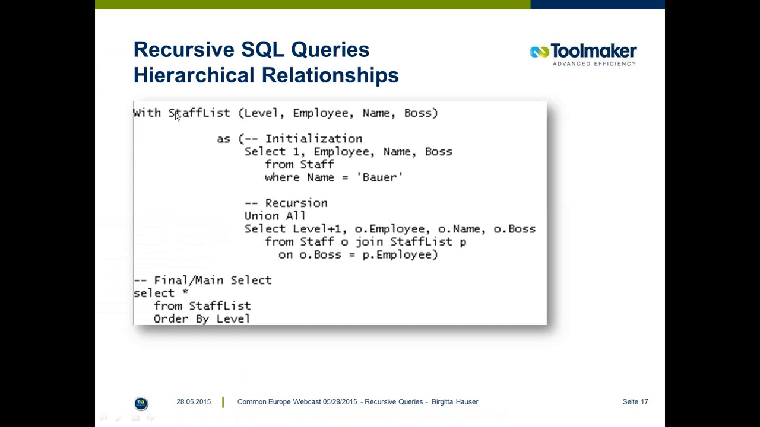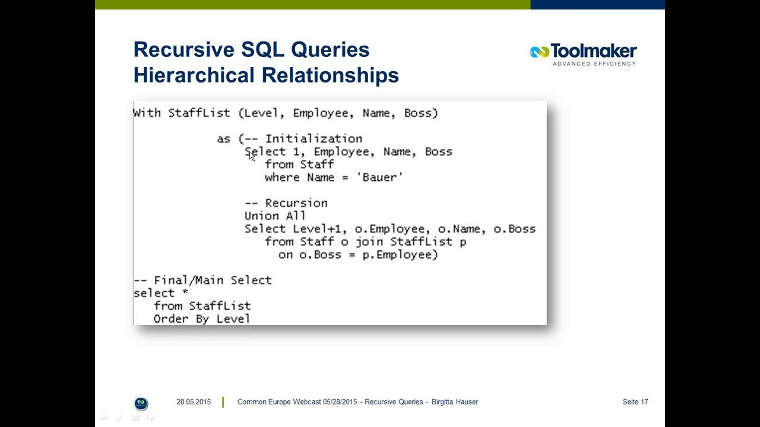First thing we need is a common table expression. Here it is called staff list, and then I defined 4 columns. I can also define the column names in the subselect, but it's easier to do it before. Okay, we have the column level, we define employee, we define name and boss.